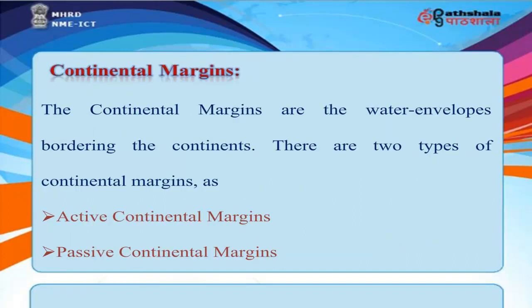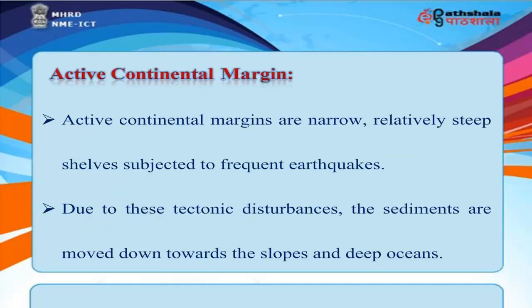Continental margins. The continental margins are the water envelopes bordering the continents. There are two types of continental margins, active continental margins and passive continental margins. Active continental margins are narrow, relatively steep shelves subjected to frequent earthquakes. Due to these tectonic disturbances, the sediments are moved down towards the slopes and deep oceans.